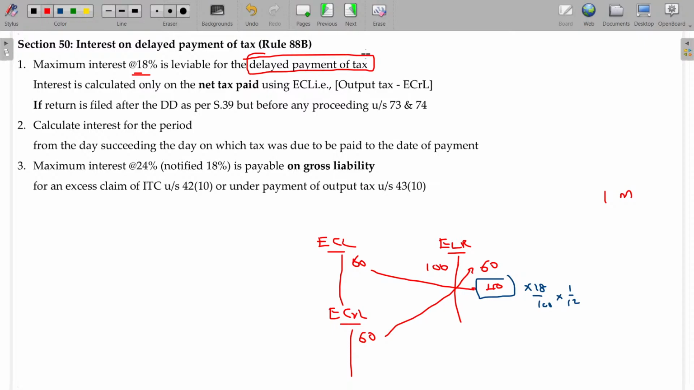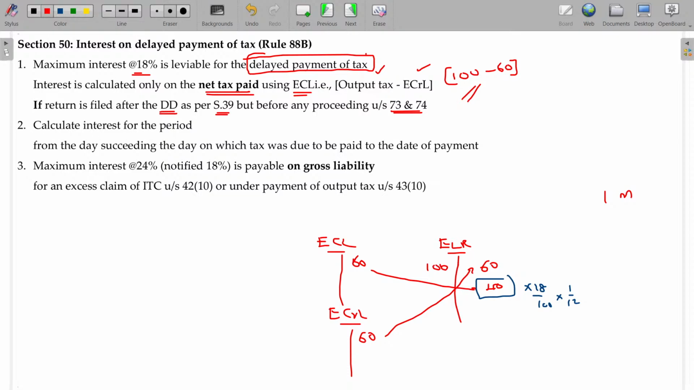So, for delayed payment of tax, interest is calculated only on the net tax paid, meaning paid using the electronic cash ledger, from the output tax minus the electronic credit ledger. Output tax is 100, and the electronic credit ledger has a 60 rupees balance, so only 40 rupees you are transferring from your electronic cash ledger, only for that is interest liable. If the return is filed after the due date as per section 39 but before any proceeding under sections 73 and 74, 73 and 74 being notice-based payment, 18% will be applicable.